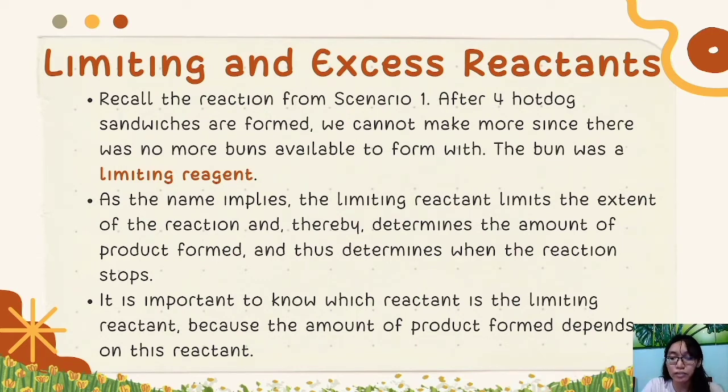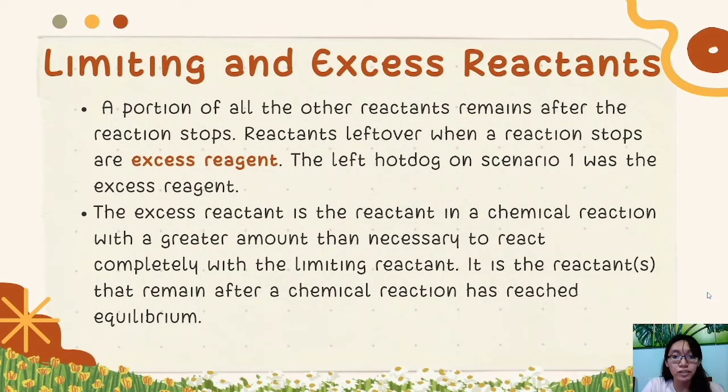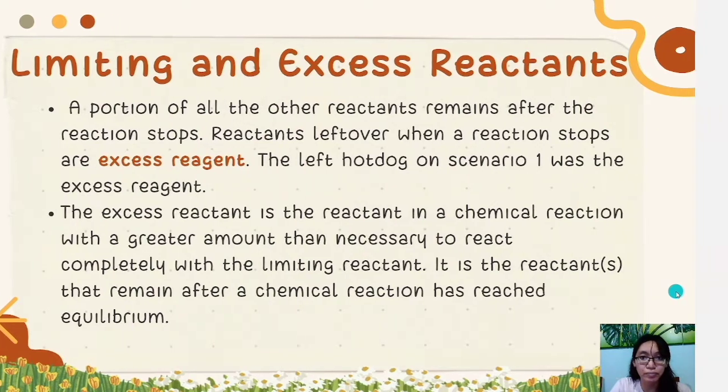For a more understandable explanation, the limiting reactant or limiting reagent is the first reactant consumed in a chemical reaction, wherein it limits the amount of product that can be produced. A portion of all the other reactants remains after the reaction stops. Reactants left over when a reaction stops are excess reagent. The leftover hot dog in scenario 1 was an excess reagent. The excess reactant is the reactant in a chemical reaction with a greater amount than necessary to react completely with the limiting reactant. It is the reactant that remains after a chemical reaction has reached equilibrium.